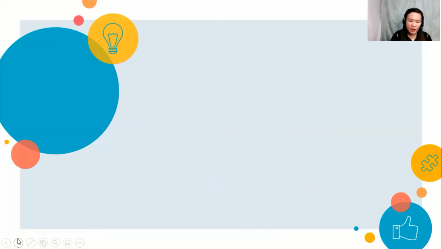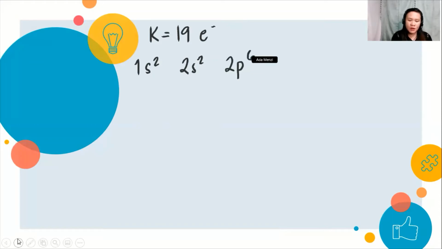Okay, let's try another one. How about potassium? For potassium, we have 19 electrons. The electron configuration for potassium would be 1s2, 2s2, 2p6, 3s2, and then we have, let's put some space there.